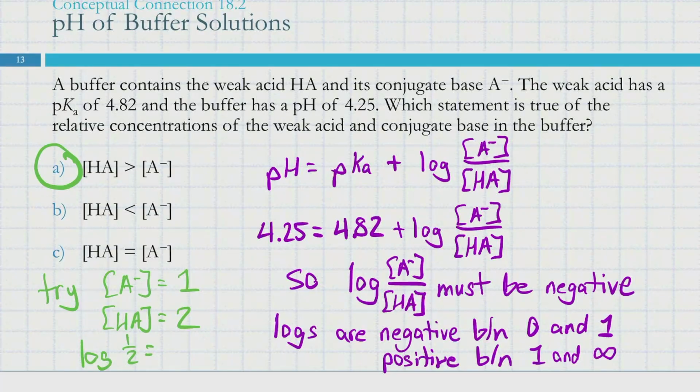And let's see what that is. Log 0.5, negative 0.301... So we got a negative number, so that fits with what we were predicting. It's probably even more negative than that. So definitely A- less than HA.